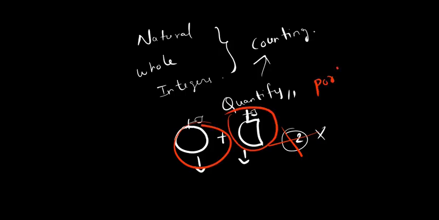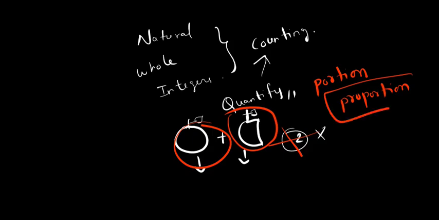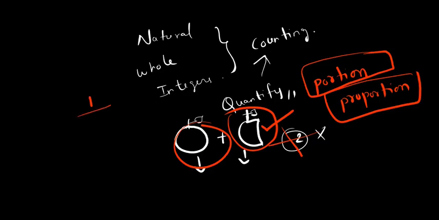Some portion or proportion of an apple we have. So to indicate this, we need some other thing like numbers. Okay. If we divide one apple into four pieces, such one piece becomes 1 by 4th of that apple.